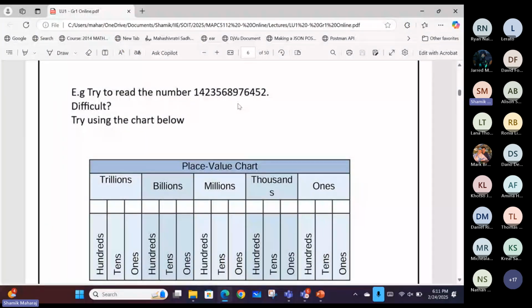Okay, so place value chart, for example. We look at this first example here. There's a big number here. If you try to read this number just off the top of your head, it's a little bit tricky. But if I put this number into the place value chart, it will be easy to read.